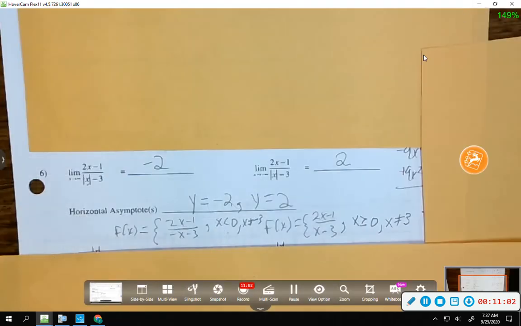Okay, let's take a look at another one like this. There are going to be ones like this that pop up on tests or quizzes because we've worked on breaking down these absolute value functions into their piecewise components. Okay?